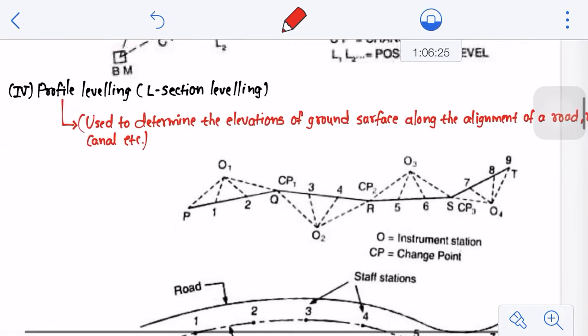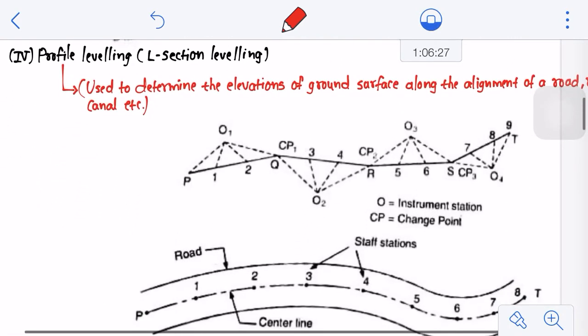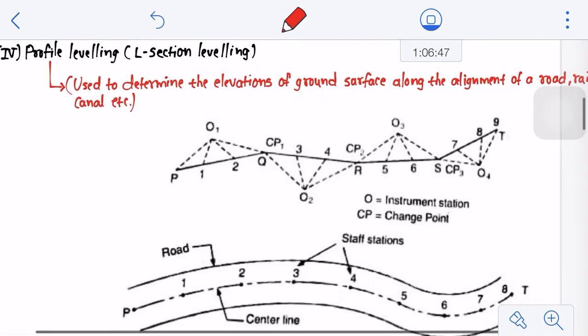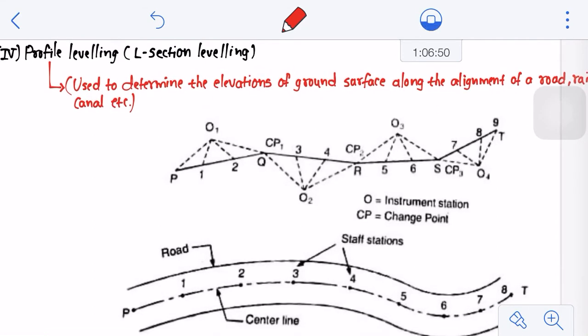Then the next one in direct leveling is termed profile leveling, and as I mentioned in the definition, you may have two different types of section available every time. One is known as a longitudinal section or L section, another is a cross section. So profile leveling is nothing but your longitudinal section leveling, where you are interested in determining the longitudinal section of your work, right? And what is a longitudinal section? As you know, when you are running along the length of the work, or along the alignment of the work, then that is termed your L section or longitudinal section.